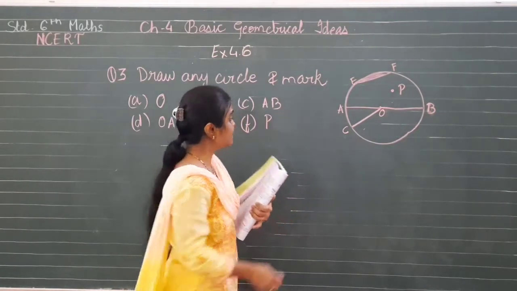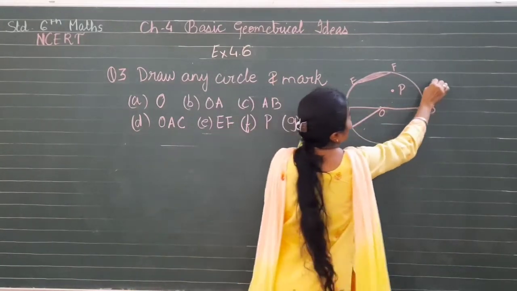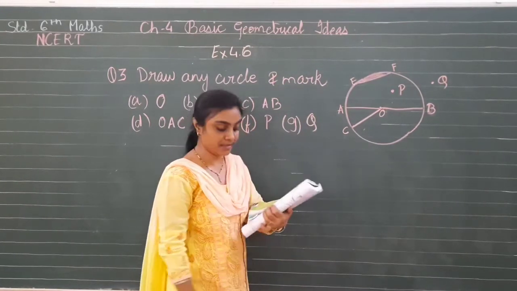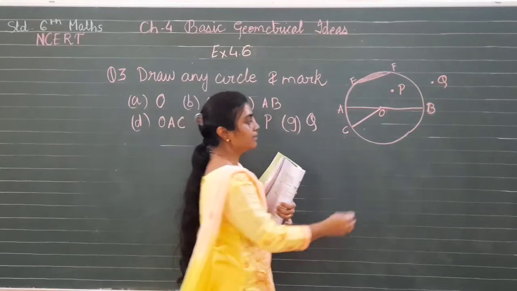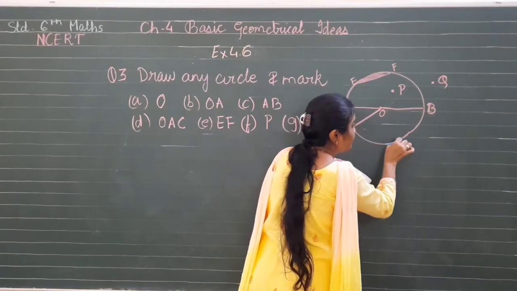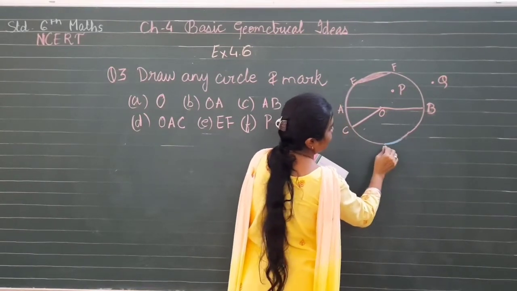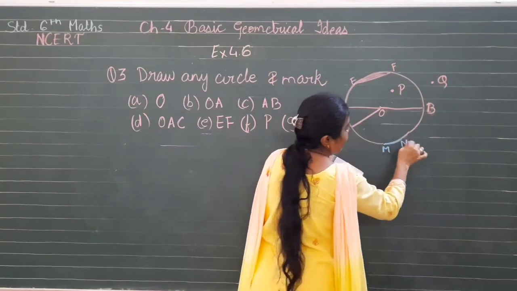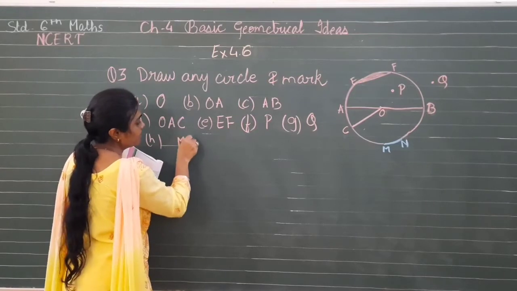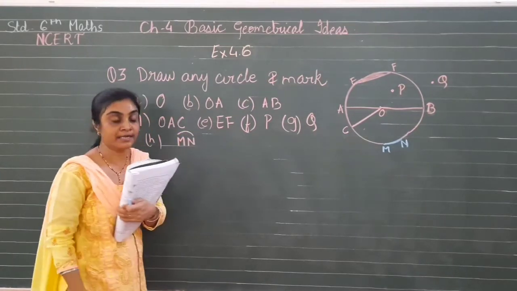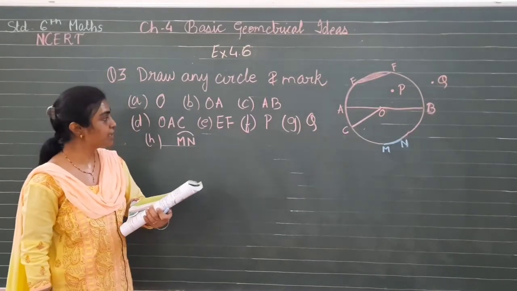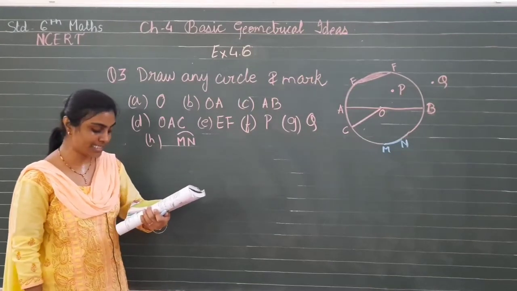Then G, a point in its exterior. Suppose I am marking Q over here, which is outside the circle. So point Q is outside the circle. H, an arc. Suppose I am drawing with another chalk. Arc means a curve. Suppose I am writing it as MN. So H can be MN. This is a small arc and we will write it in symbolic form, arc MN. So this was about question number 3. Now let us move to the next question.